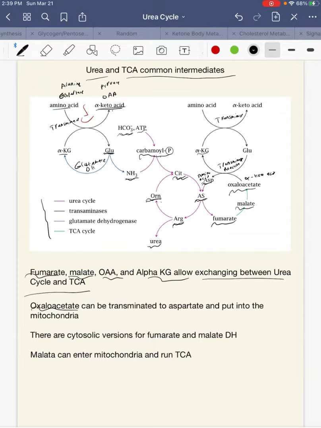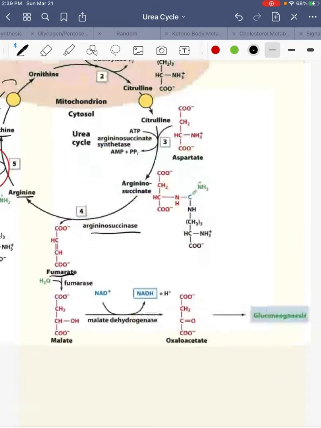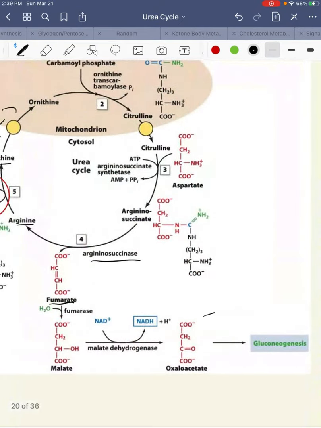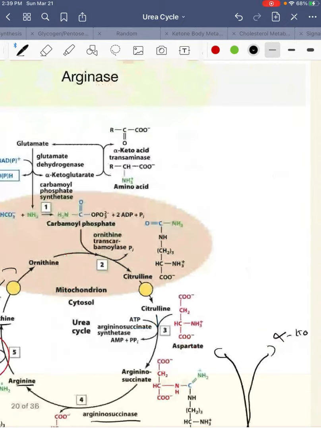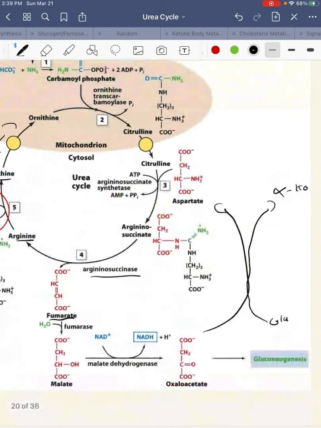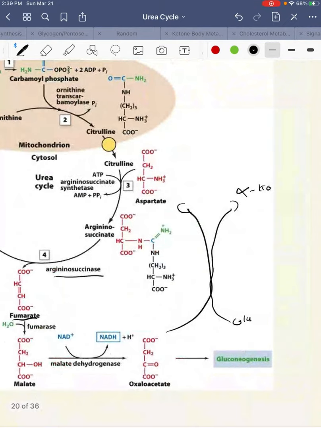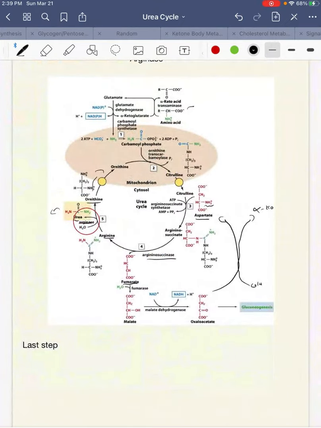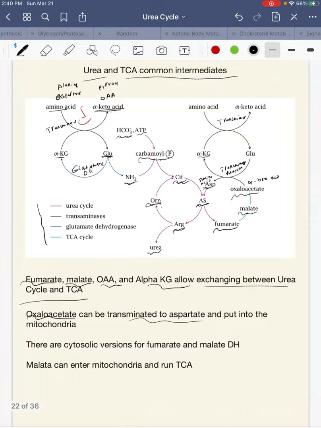Oxaloacetate can be transaminated to aspartate, so we already talked about this. If we go back to here, oxaloacetate can be converted to aspartate, and in that process, glutamate can be converted to alpha-KG. So this reaction up here can be run down here as well. And then we can supply aspartate to get more of the ammonia out of the cell. Okay? So that's what this means. The oxaloacetate can be transaminated to aspartate and put into the mitochondria.